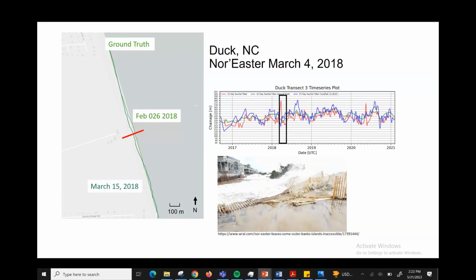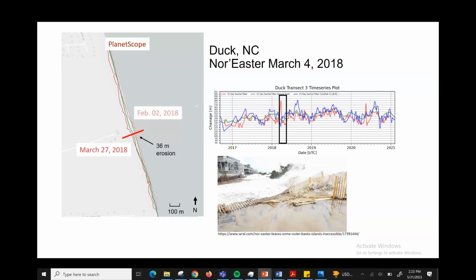Our ground truth data is in green. The lighter green is the pre-storm survey, that's February 26th, and then we had our post-storm survey on March 15th. And then when you show our PlanetScope shorelines nearest to our survey dates, we have the pre-storm shoreline on February 2nd and our post-storm shoreline on March 27th. And it really did capture this erosion that happened in the middle portion of the property. And that's a scale of 30 to 40 meters of erosion.